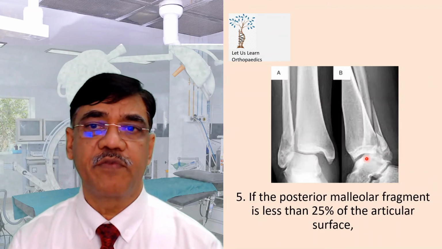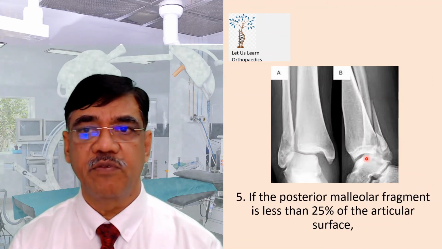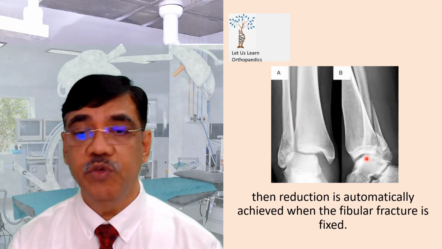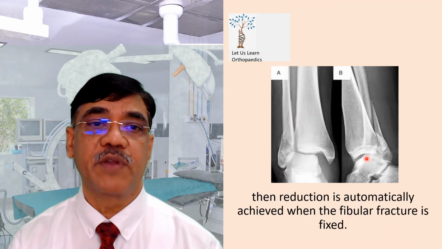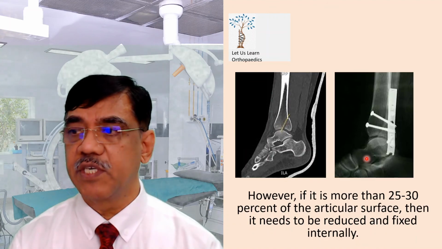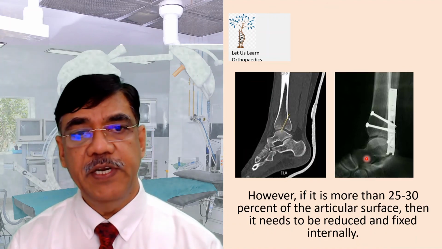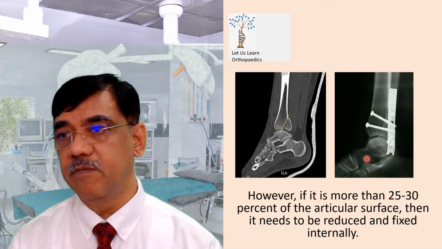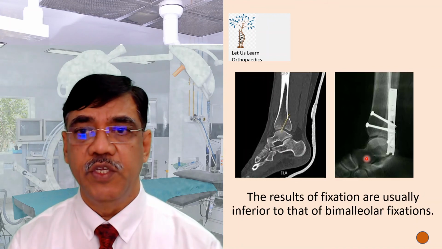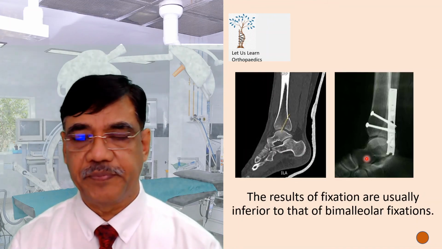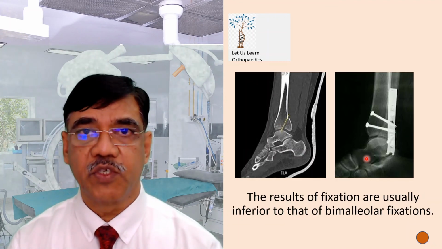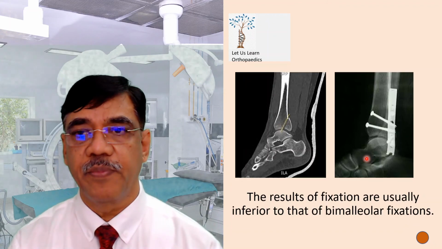If the posterior malleolar fragment is less than 25% of the articular surface, then usually the reduction is achieved automatically when the fibular fracture is fixed. However, if it is more than 25 to 30% of the articular surface, then it needs to be reduced and fixed internally. The results of the fixation are usually inferior to that of bimalleolar fixation. With this, I conclude the discussion on the ankle injuries here.